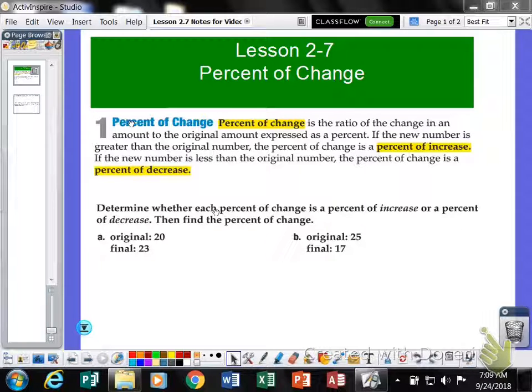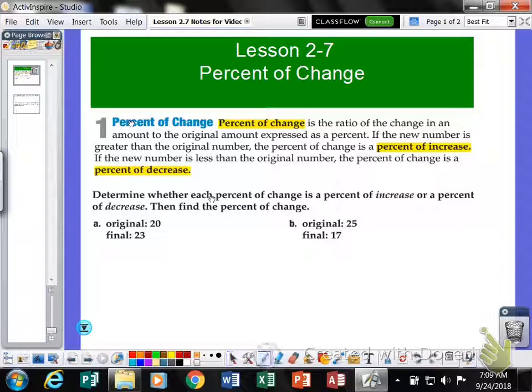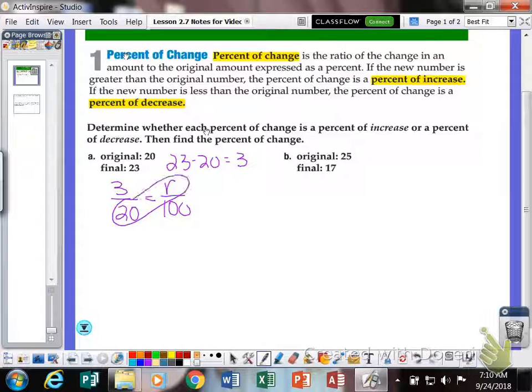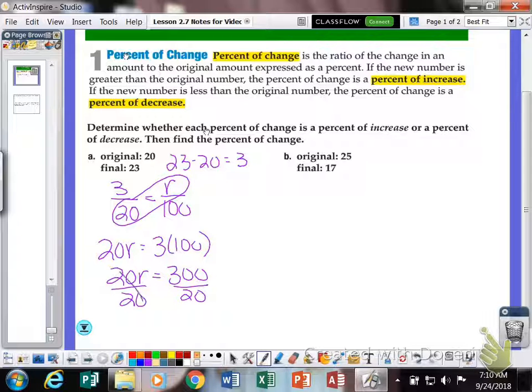So 20 to 23, that is an increase. So we take 23 minus 20 for a difference of 3. So it's a ratio. So it's the difference over the original is equal to the new percent over 100. Cross multiply: 20 times r equals 3 times 100, which is 20r is equal to 300. Divide by 20, and I get r is equal to 15%, and we said this was an increase because I had 20 and I went up, so a 15% increase.